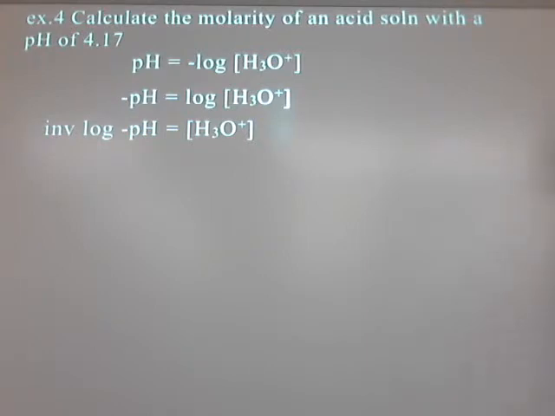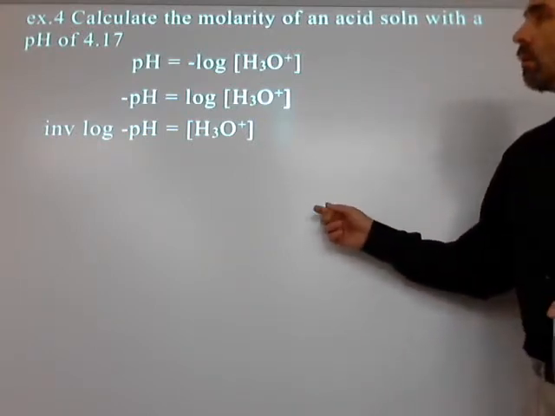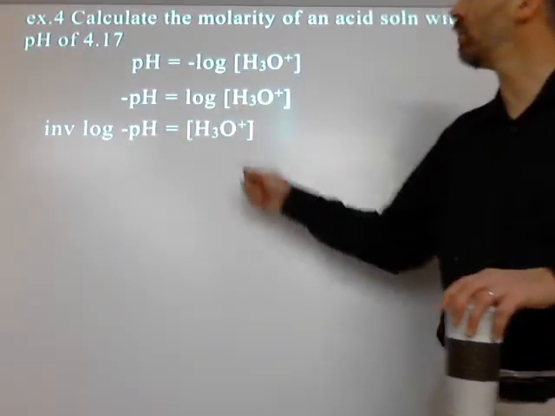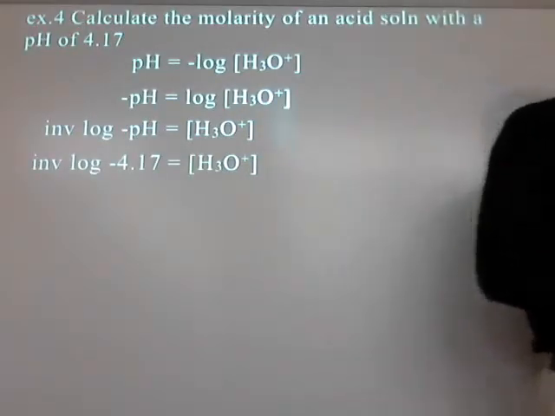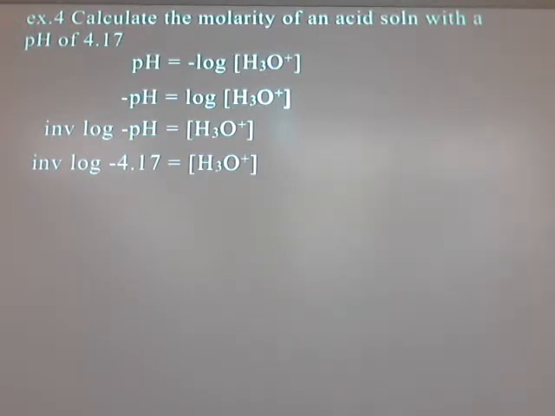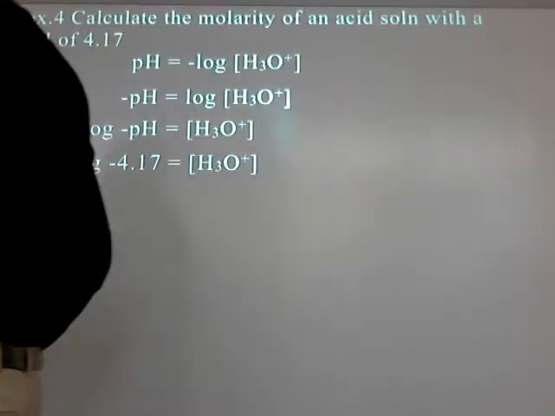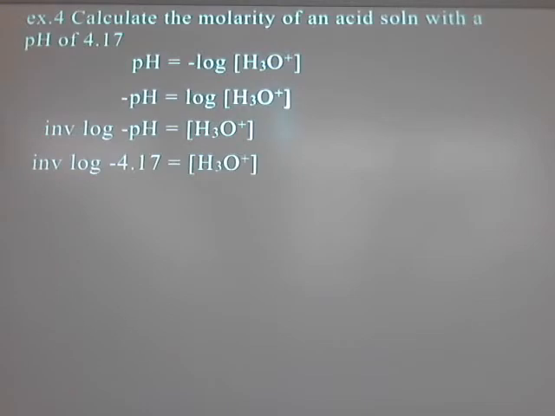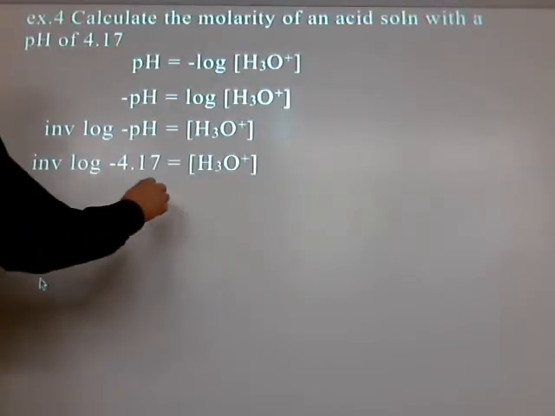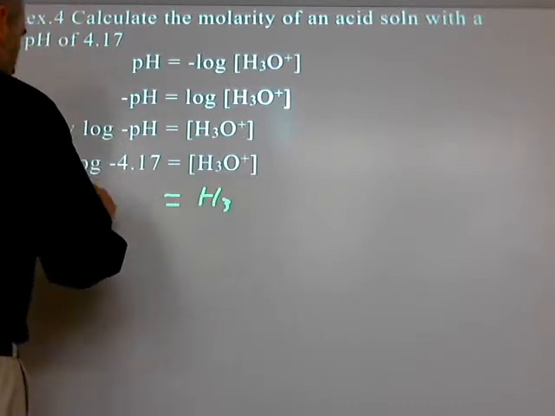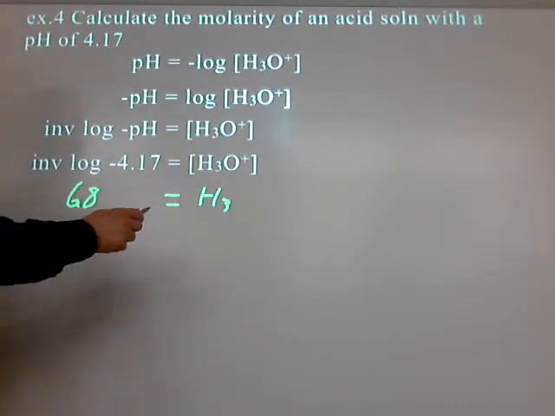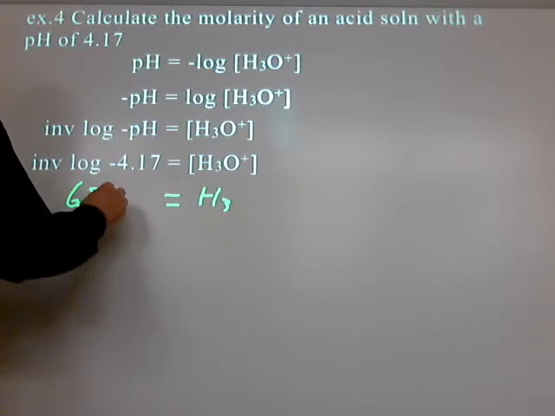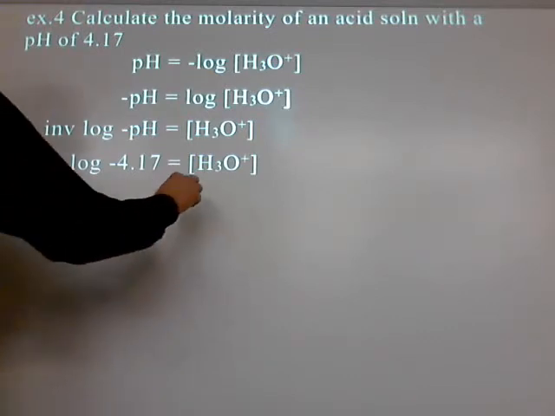All right, let's do the numbers in here. I'm looking for the inverse log of negative pH. It's basically the inverse log of negative 4.17. So what do I get? 6.8 times 10 to the negative 5. Did everybody double check that you could use your calculator correctly on that? Exactly, there are 3 significant figures. I got 6.76. All right, so 6.76.